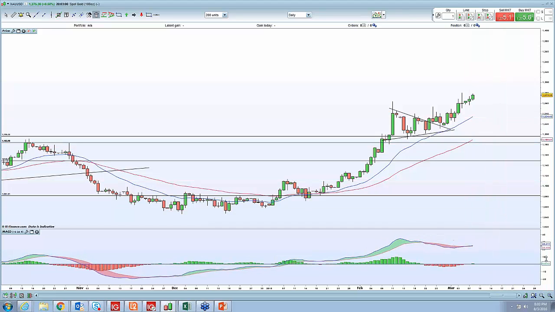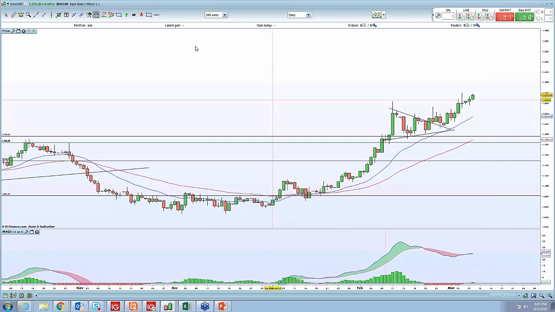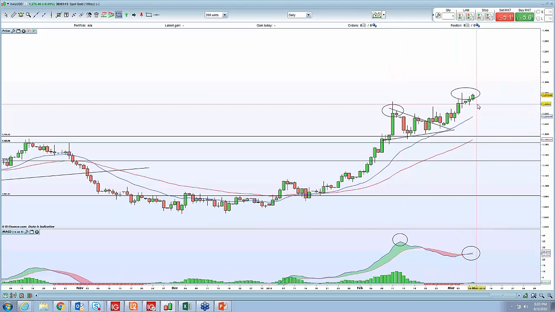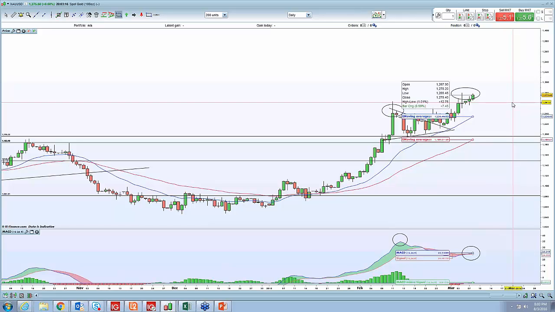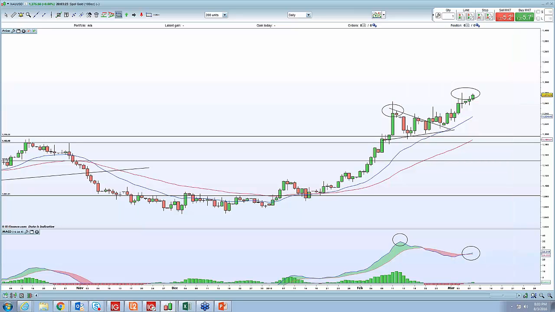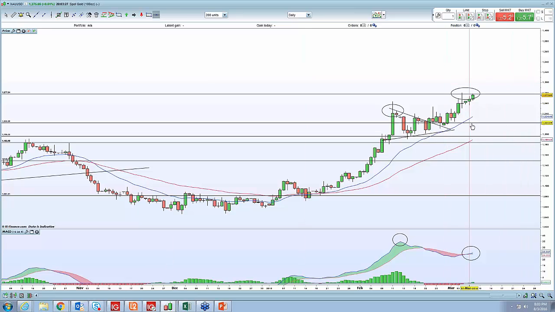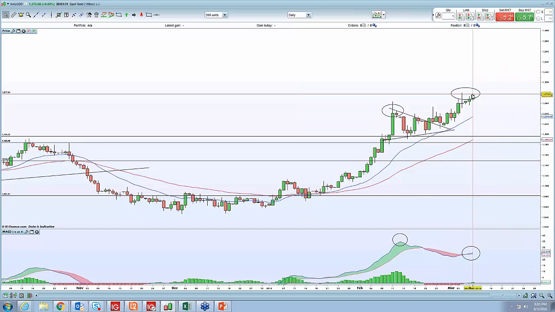If you look at divergence, look at the MACD here. MACD says lower high, price action says higher high. Can any of you tell me what divergence this is? Exactly, thanks. Bearish divergence. So, bearish divergence at a key resistance level. I'm not surprised if it starts coming back down for the week, maybe back to the 1240 or 1250 level.